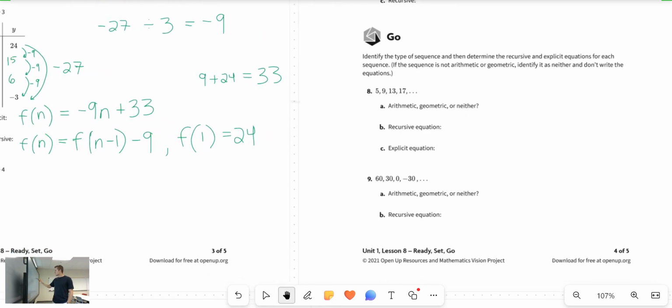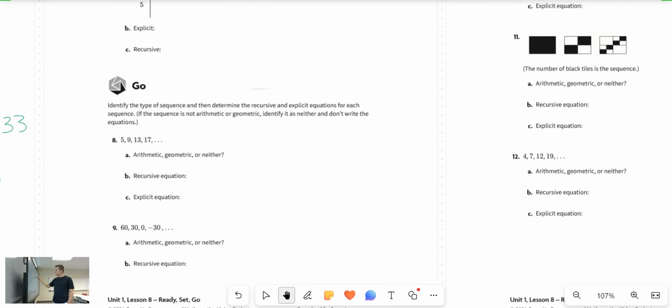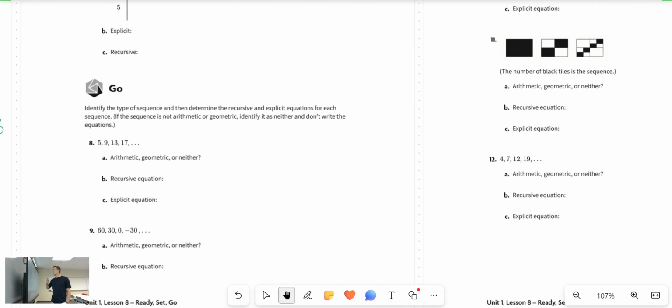All right, last one in this assignment is number 10. So we actually have to skip all the way over, but let's read the instructions. Identify the type of sequence and then determine the recursive and explicit equations for each sequence. If the sequence is not arithmetic or geometric, identify it as neither and don't write the equation. So we do have to consider now that the sequence of numbers might not be arithmetic or geometric. So we'll keep that in mind. So identify the type of sequence is going to happen. And then determine, all right, so we're going to need type of sequence, recursive, and explicit. Okay. And then keep in mind if it's neither, we can write neither.